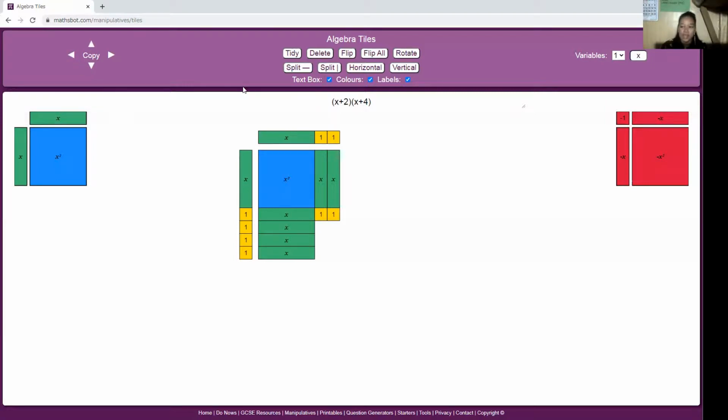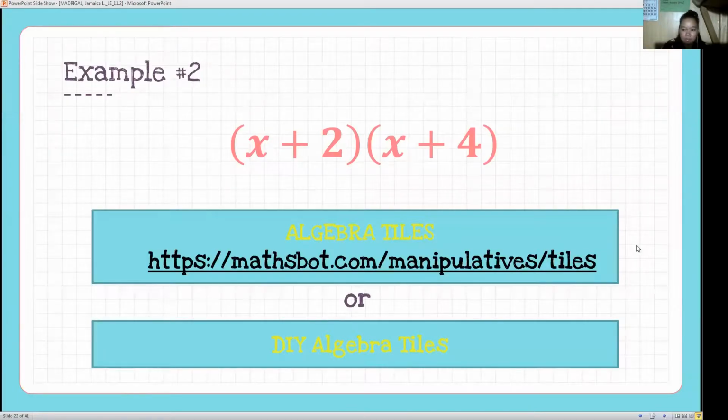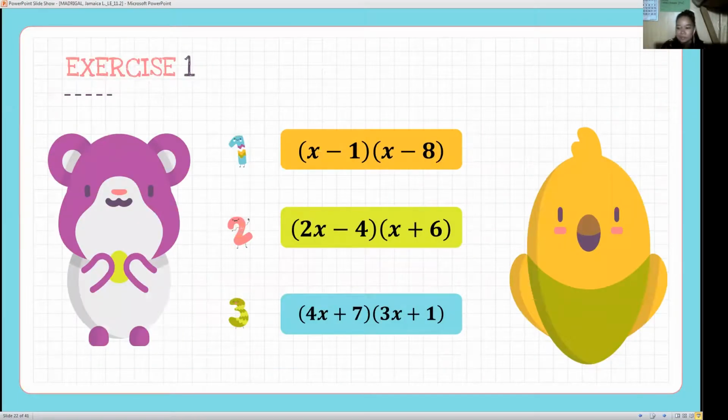Now, we can determine the product of this binomial. Okay? And the product is x squared plus 6x plus 8. Very good. Now, let's have more examples. Let's go back to the PowerPoint presentation. Okay. Now let's have more examples, but this time I will let you answer this in our asynchronous class.